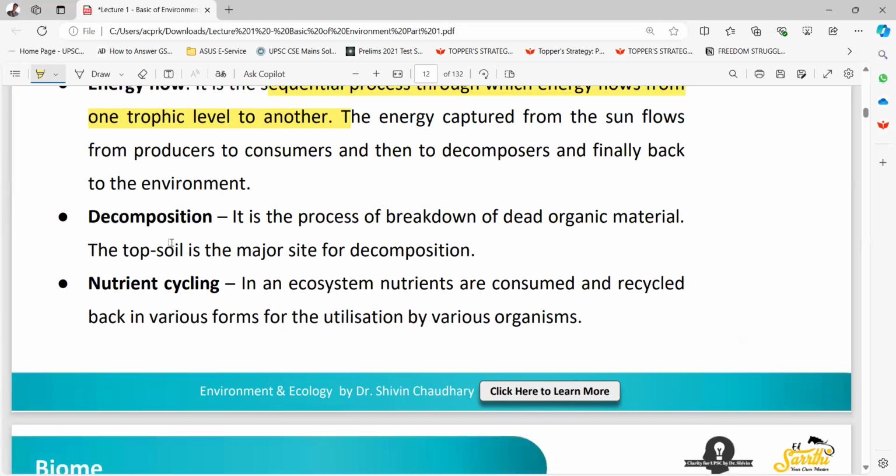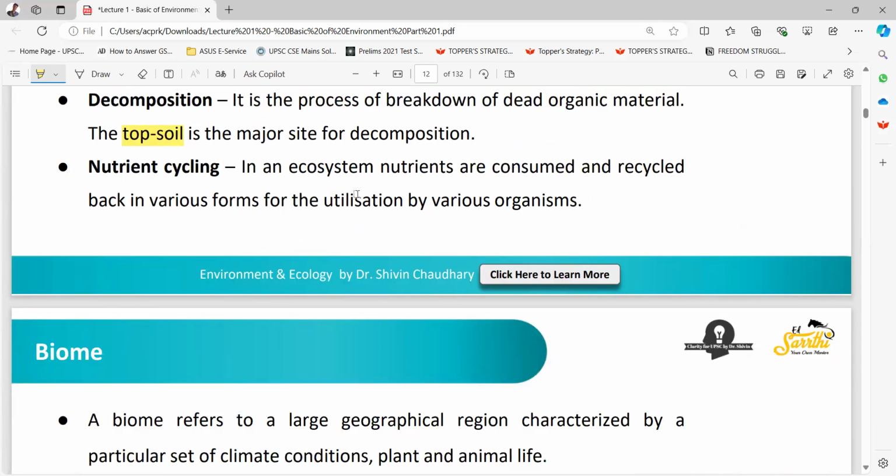environment. Decomposition. It is the process of breakdown of dead organic material. The topsoil is the major site for decomposition. Okay, nutrient cycling. In an ecosystem, nutrients are consumed and recycled back in various forms for utilization by various organisms.